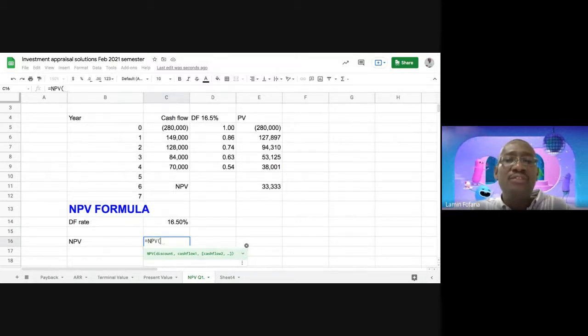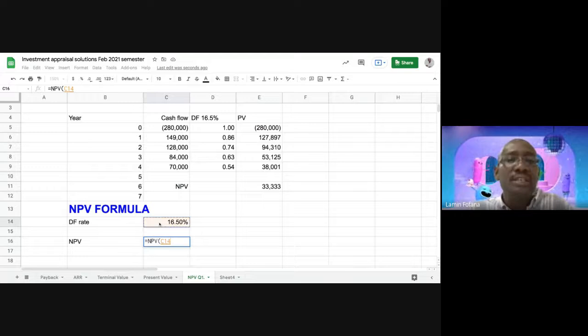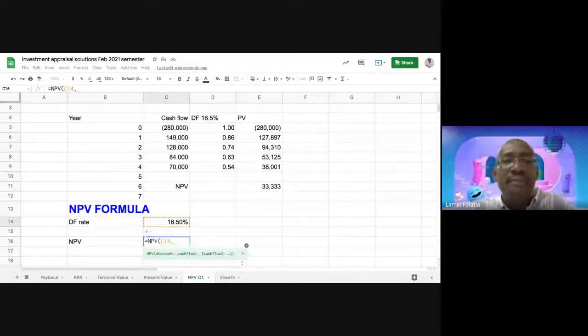So the cash flows that are the same, we're going to put them together, and the cash flows that are not the same are also going to be put together. Okay, so we say equals NPV. The first one is the discount rate. What's the cell reference for the discount rate? C14. Sorry, the DF rate, yeah? C14. So we click on C14, we say comma.